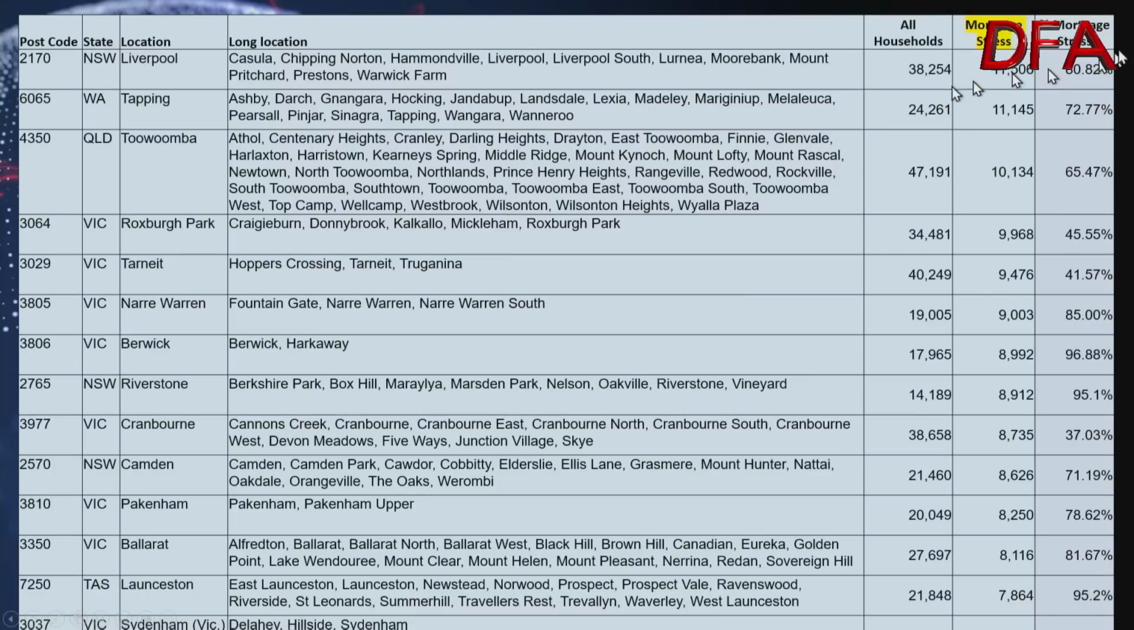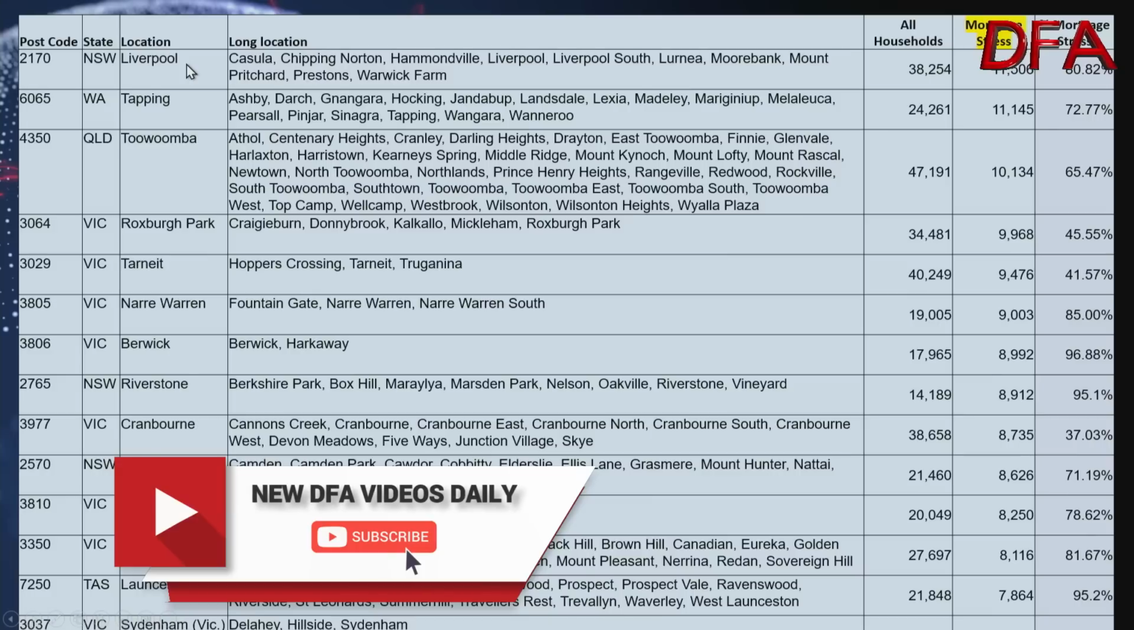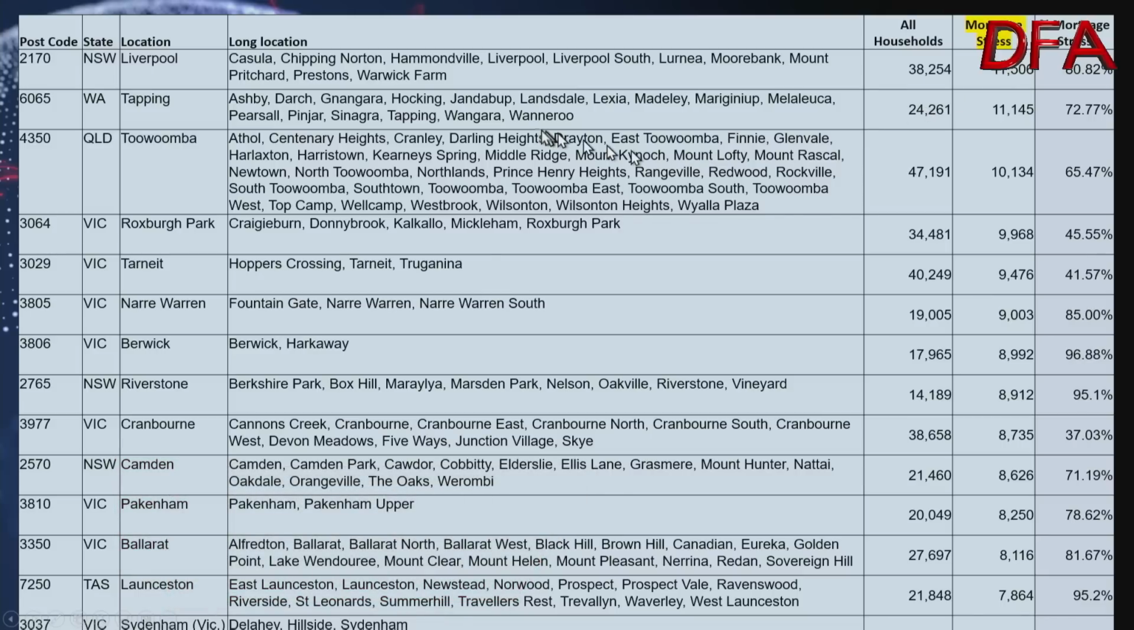Now, let's just quickly run through mortgage stress. What I've done is just given the top few, and I've sorted it by the number of households in a particular postcode. So the postcode with the highest number is in Liverpool, 2170, with more than 11,500. And then a WA postcode 6065, including Tapping, with 11,000. Then we go to areas around Toowoomba at 4350, more than 10,000.